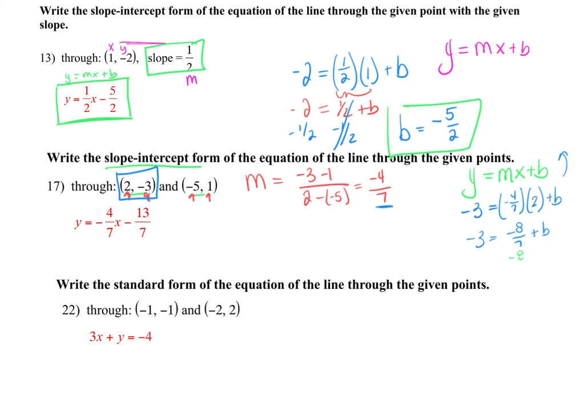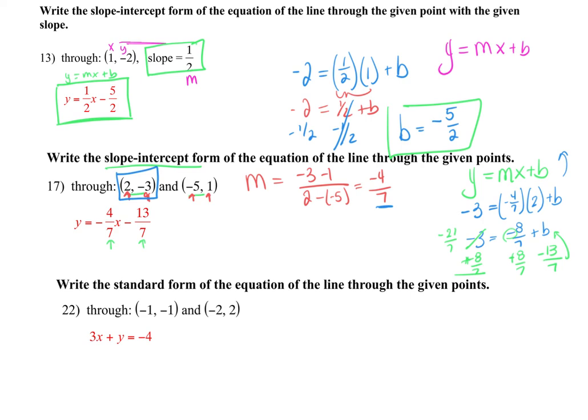Subtract your negative 8 over 7 over. Remember, you need a common denominator. So negative 3 over 1 is negative 21 over 7. You're actually adding this because it was already a subtraction here. So negative 21 plus 8 is a negative 13 over 7, which is your b. And then you would fill in your m and your b.